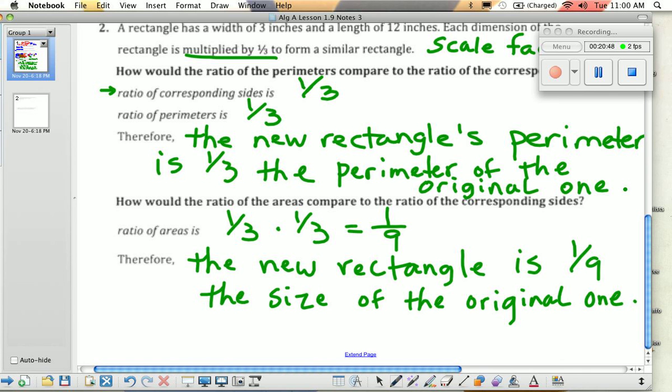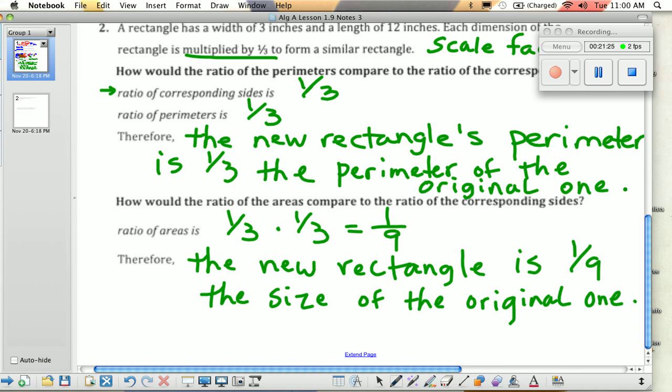New over old, 4 over 36. Divided, that'd be 1/9. 4 goes into both of them. 1 time it goes into 4. 4 goes into 36 9 times. Look at that, the ratio of the areas is 1/9. So the new rectangle is 1/9 the size of the original one. 9 of those should fit on top of the starting one. Questions?